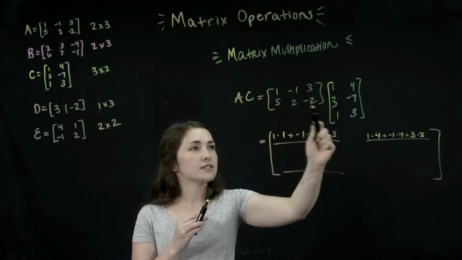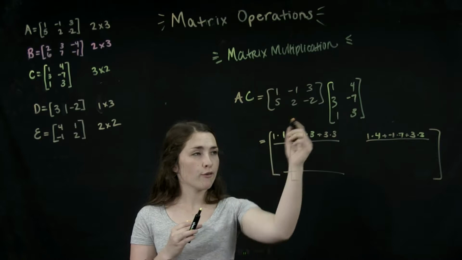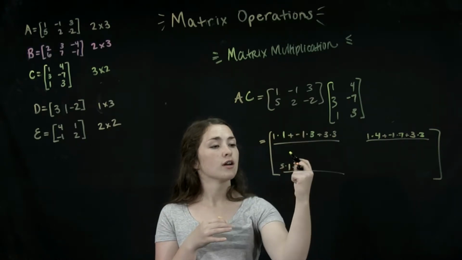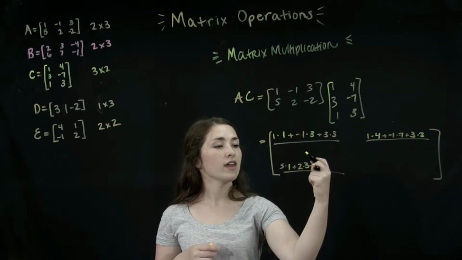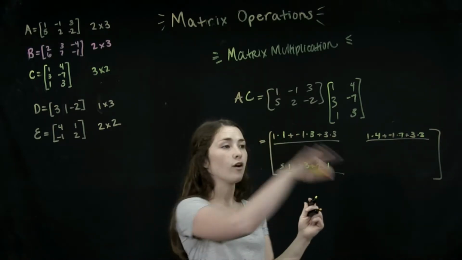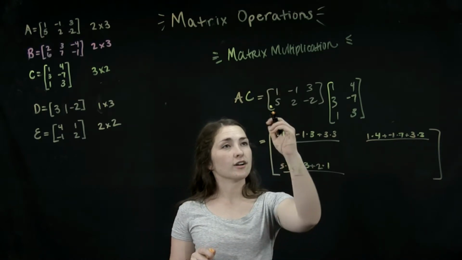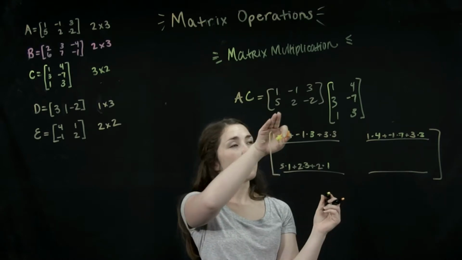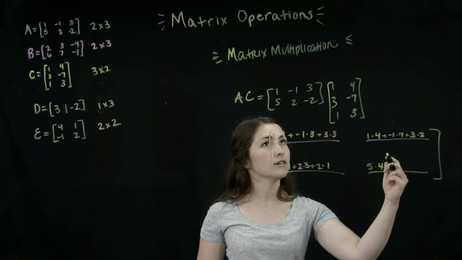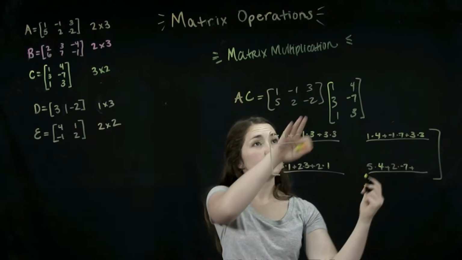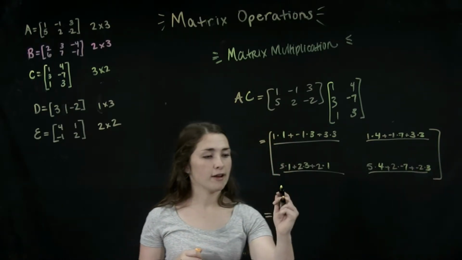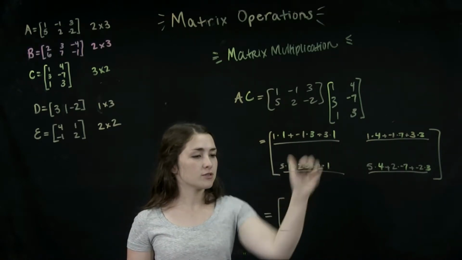So we'll see here again, we have our second row, first column. So we're going to go in our second row, first column here, 5 and 1. Add it to our second entries multiplied together, and then add it to our third entries multiplied together. Okay, and then for our last place to fill in here, it's our second row times second column. So we have 5 times 4 added to 2 times negative 7 added to negative 2 times 3. Okay, now all we have to do is simplify this to find our final matrix. So we have 1 minus 3 plus 3, that's just going to give us a 1.